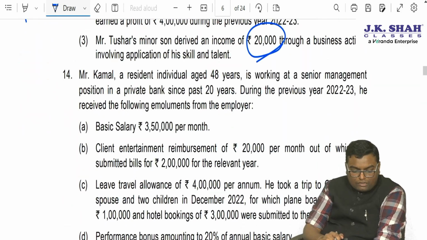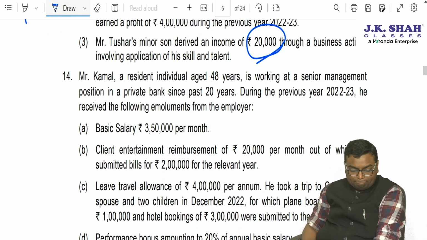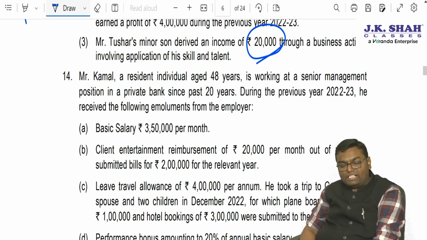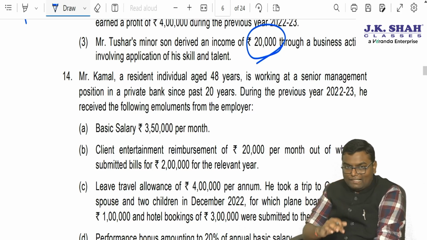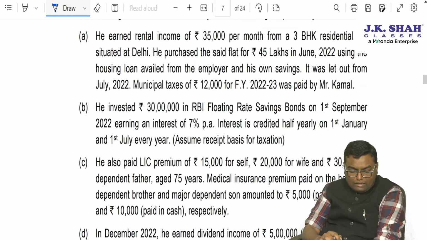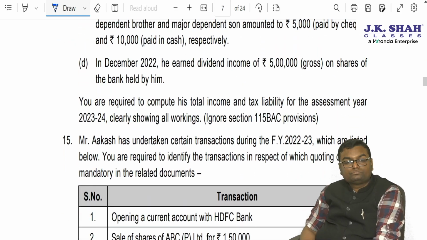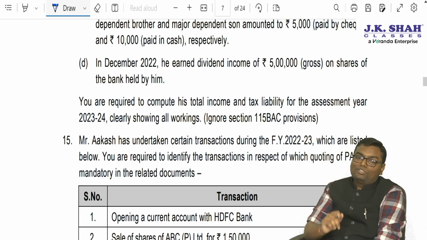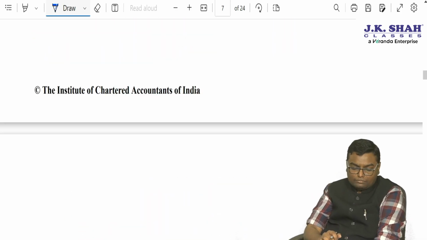Moving to our second last question, question number 14. Mr. Kamal, a resident individual aged 48 years, working in a senior management position in a private bank since last 20 years, who is not a government employee, and basically the question is surrounded by salary income. If we see the last line of the question, you are required to compute the total income and tax liability, ignoring 115BAC. So here we have to calculate tax payable also. Okay, we'll keep it in our mind.